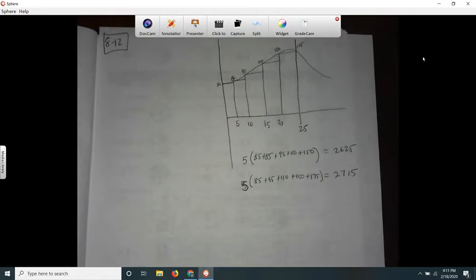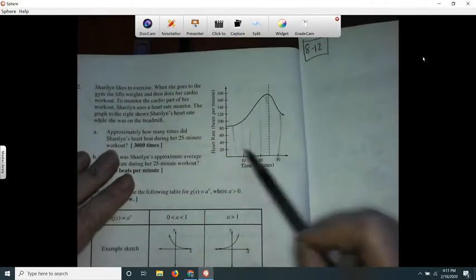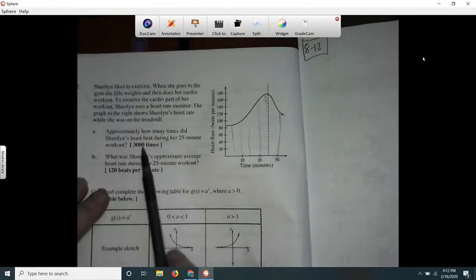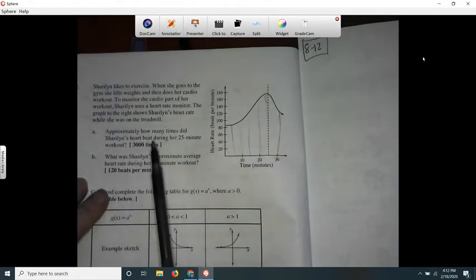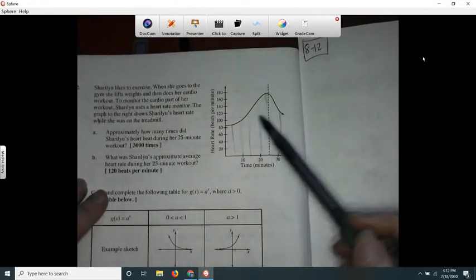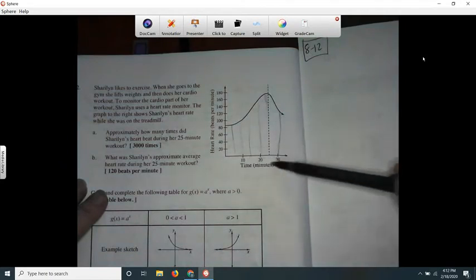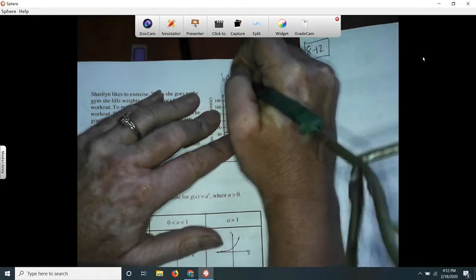Letter A, and so here's what they show. Looks a little like this. And then letter A says approximately how many times did her heart beat during her 25-minute workout. Keyword, approximately. So how many times did her heart beat? So we have beats per minute divided by minutes.